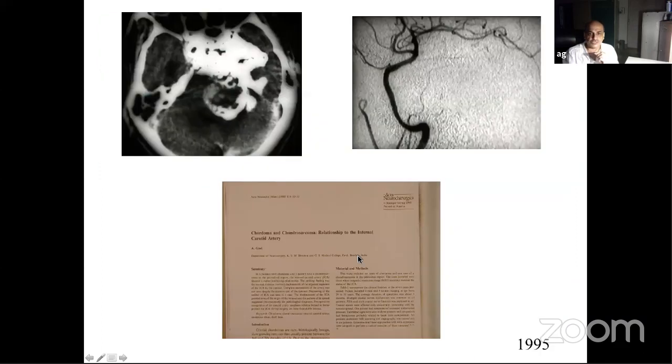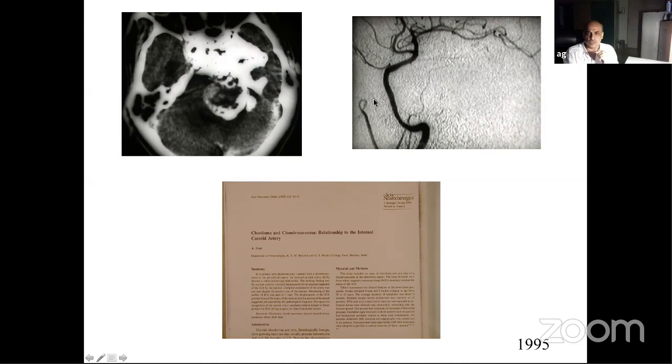You see this tumor, this was my very favorite article that I wrote in the year 1995: chordoma and chondrosarcoma relationship with internal carotid artery. I am not sure whether you will realize or not, but I'm sure for myself that this article was a revolutionary article in the field of chordomas and chondrosarcomas. 25 years ago, we said that chordomas and chondrosarcomas displace the carotid artery along the anterior border of the tumor.